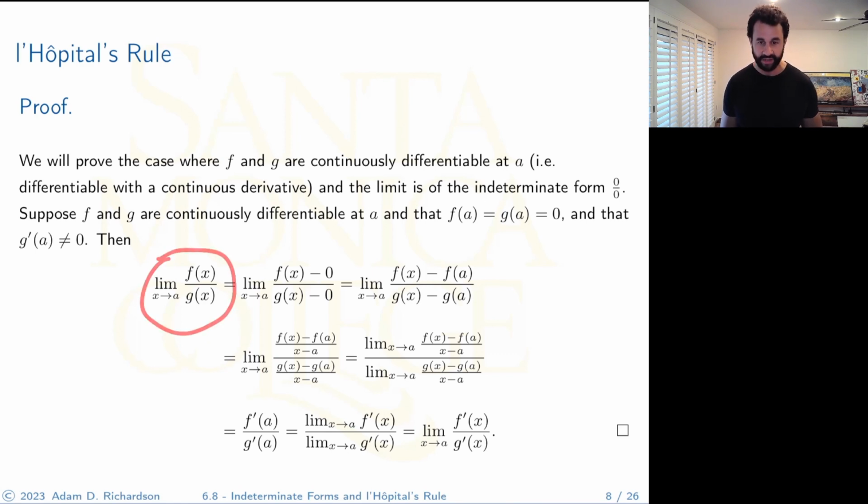So here we go. The limit that we want to evaluate is equal to this limit right here. And all I did was just subtract 0 from the numerator and the denominator. That's the clever bit right there. Then we're going to rewrite this 0 as f of a and this 0 as g of a. Because again, these values are equal to 0 at a. So we can substitute that, right?